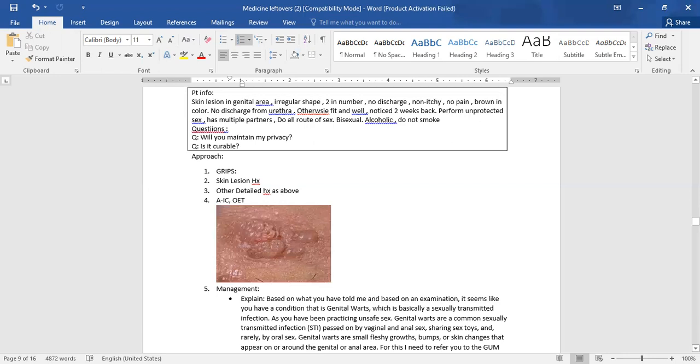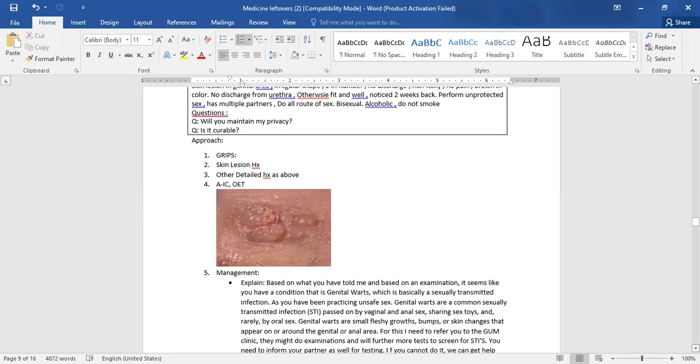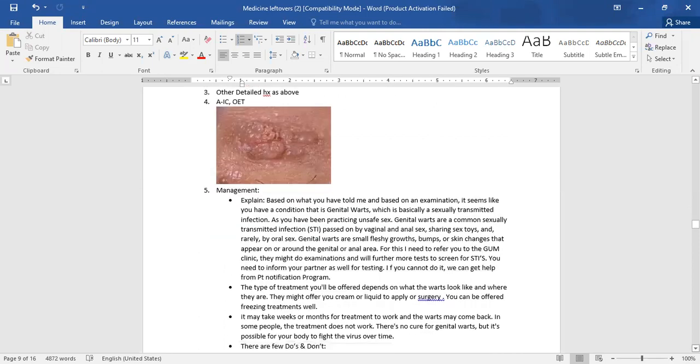Okay, and then ask the rest of the questions: any discharge, any fever, and then the rest, like sexual history. And if the patient is female, ask about the pregnancy history, menstrual history, contraception history. If he's male, then ask the rest of the queries, like smoking, alcohol, recreational drugs, and travel history, everything. And then the management. Again, explain.